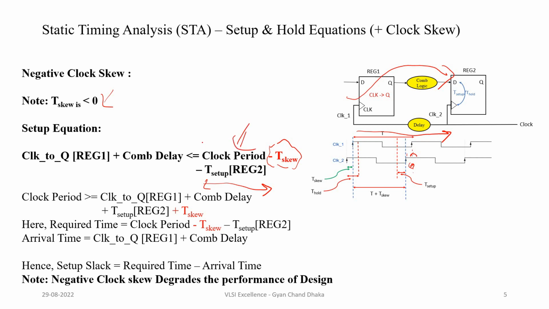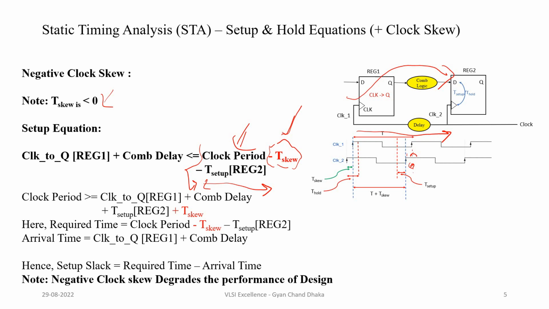That was the term corresponding to this. Correct? Now, because of the negative skew, the capture rising edge has shifted towards the left by t skew time. Correct? Now we have to meet this requirement in t skew time less. So here we have put minus t skew. This minus t skew has taken care of t skew being less than 0, so we don't have to put an extra minus here. We already have taken care of the negative clock skew by subtracting the t skew time.